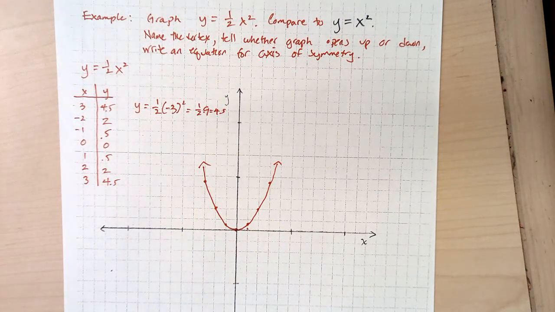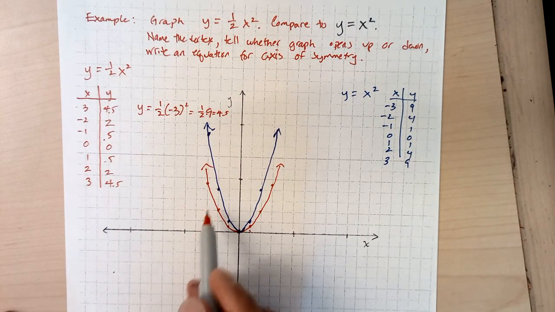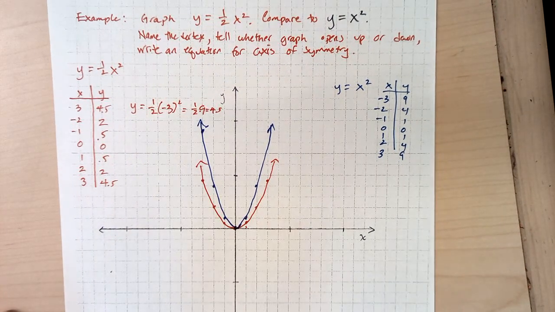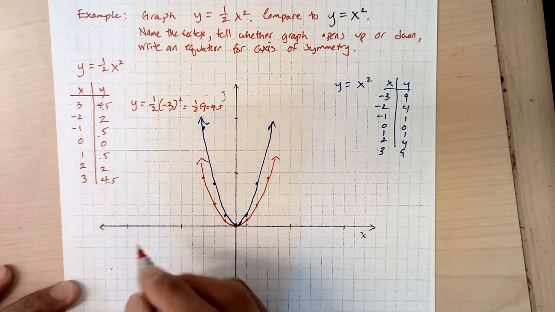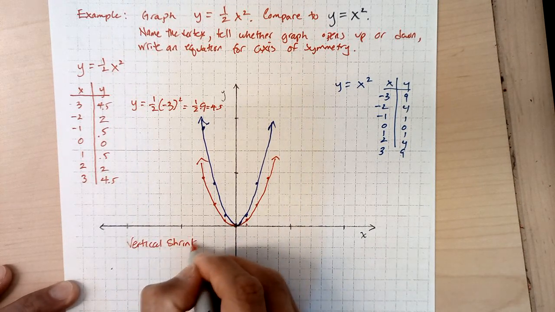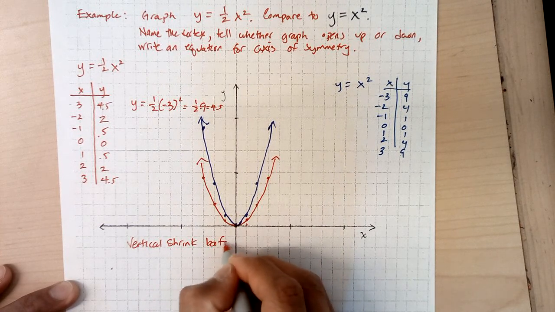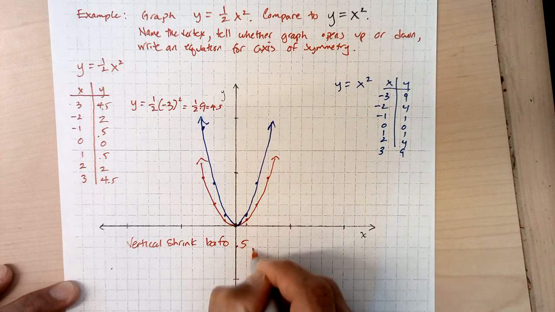And then I'm going to compare that to y is equal to x squared. So in red there, I have y is equal to 1/2 x squared. And then in blue, y equals x squared, because the first thing I want to do is compare the red graph to the blue graph. The red graph is wider, or it's more open. That's what's referred to as a vertical shrink, specifically by a factor of 1/2 or 0.5, either way.